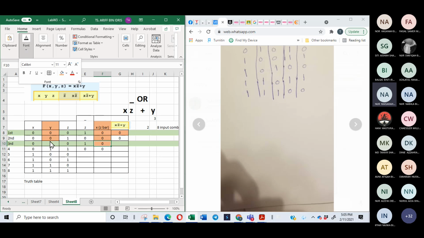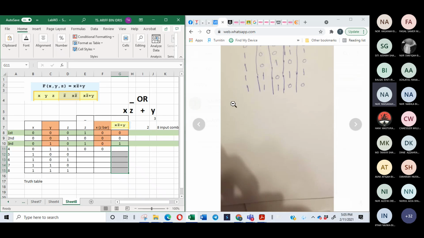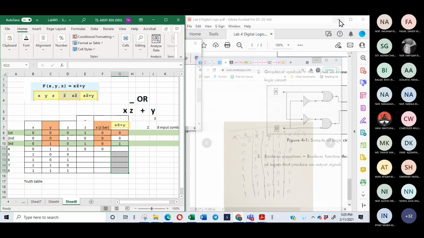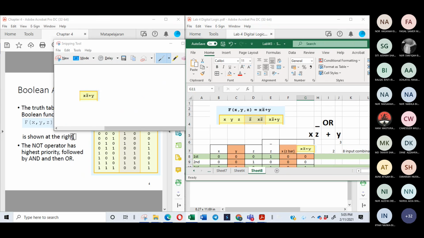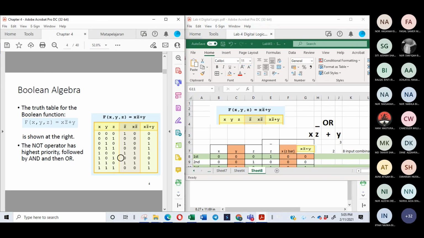So what about this one? Y. 0 OR 1. What is the answer? 1. Excellent. So you know how to do it, right? So fill up the rest. I believe you have understood this part. So that is the discussion about this truth table. Class, are you clear? Yes, sir.